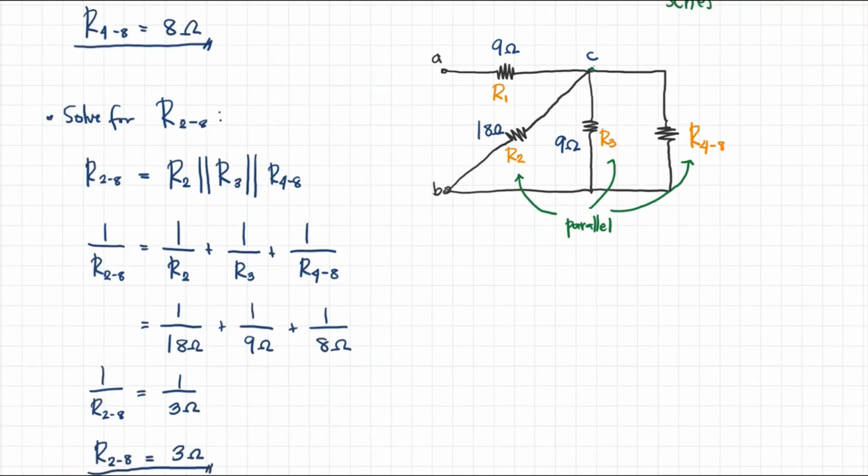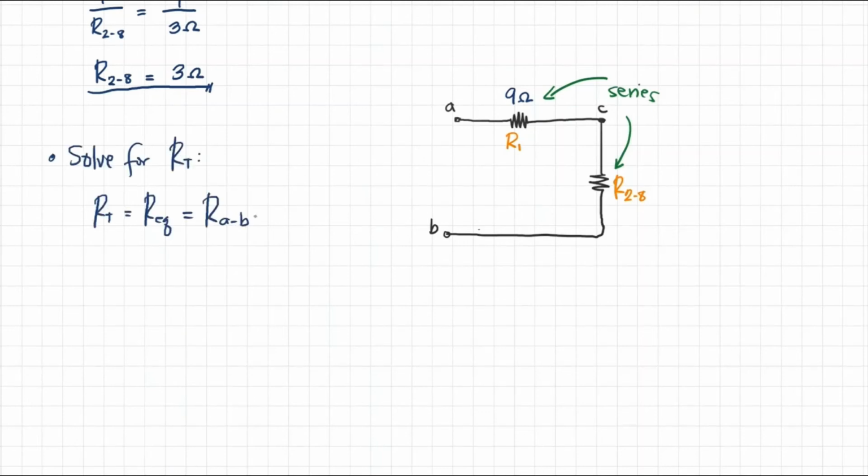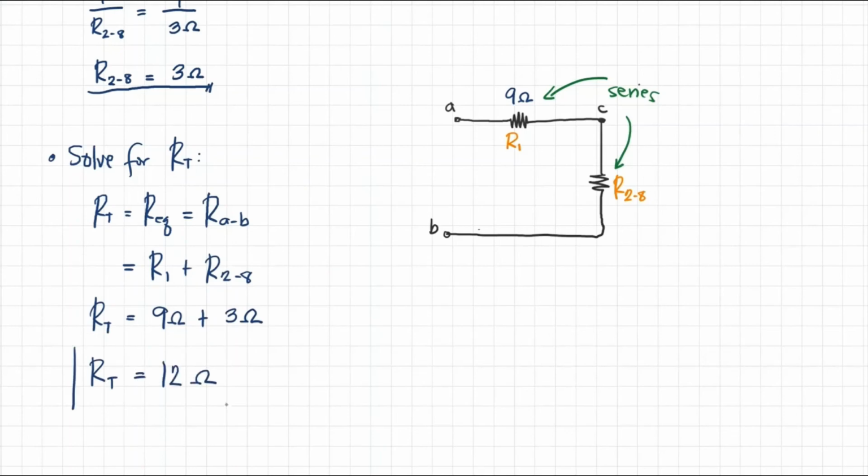Now that we know that, we can simplify the equation. Dalawa na lang ang natitira. So R1 and then the combination of R2-8, which is now very obvious that they are in series. So since they are in series, we can solve for the R total, which is also the R equivalent or the R between terminals A and B. So we have now R1 plus the combination of R2 to 8. And now just substitute the values, 9 plus 3, that is 12 ohms. So that is the value of our R total.